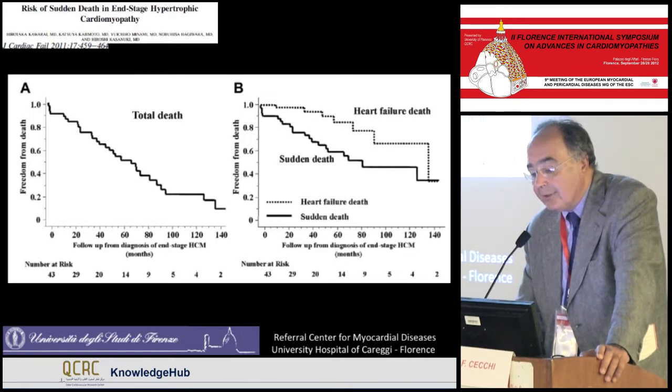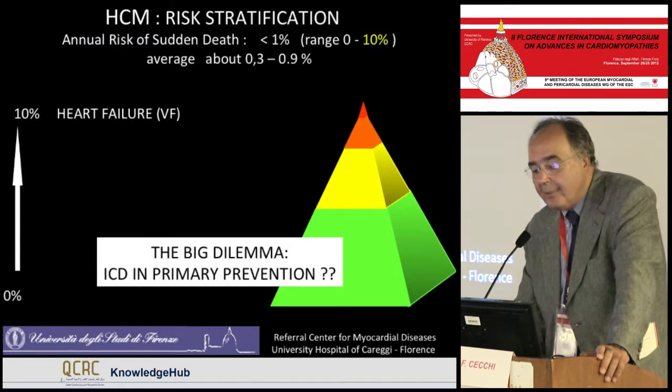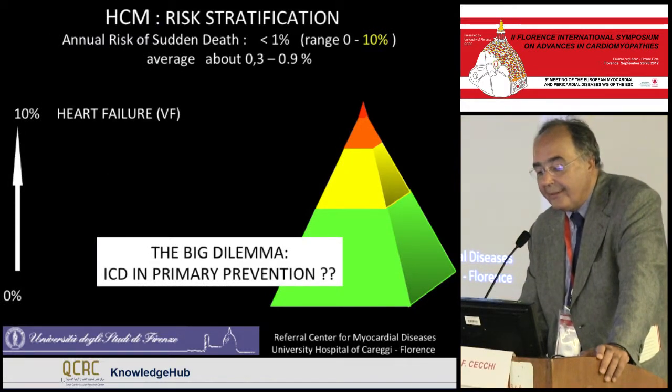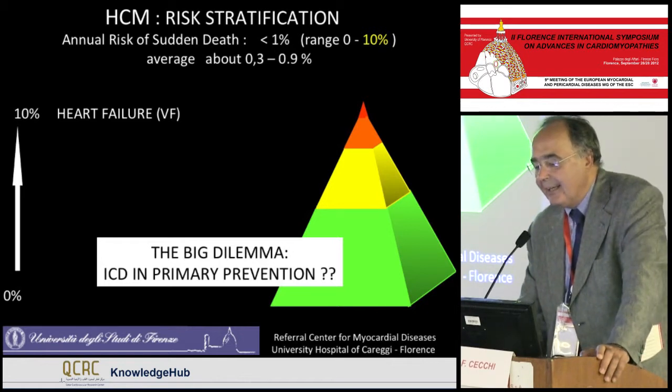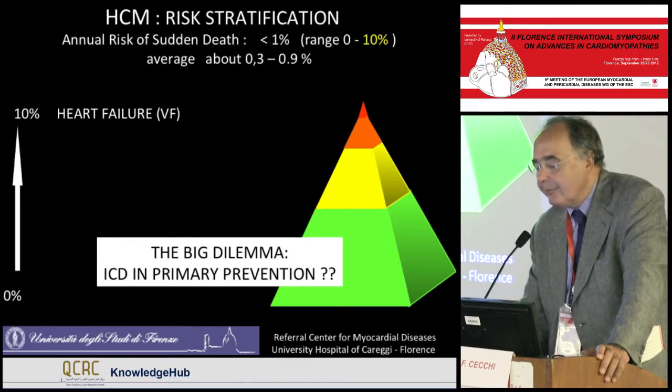So in fact, probably the greatest high-risk group of patients is the one that really shows disease progression and heart failure symptoms, class 3, 4. So I believe that we might think that our risk stratification pyramid probably should be modified and have at the top the heart failure patients instead of the survivors of the cardiac arrest. But the big dilemma, however, for the practicing clinician and cardiologist is not these high-level risk patients, but is the ICD in primary prevention at the base of the pyramid.